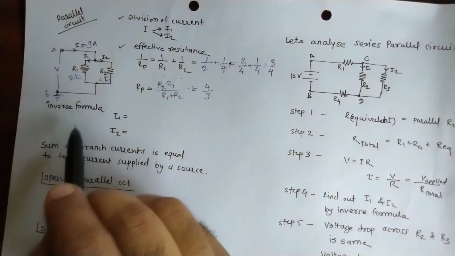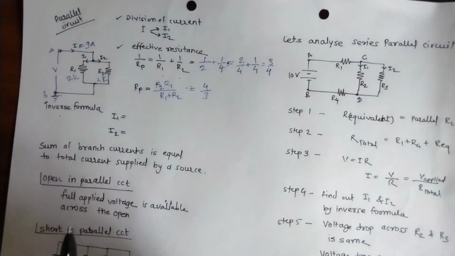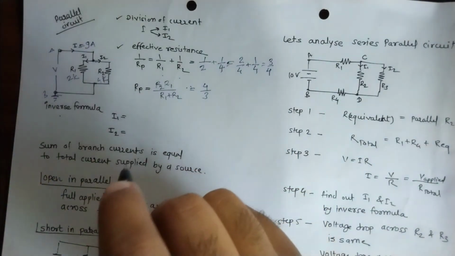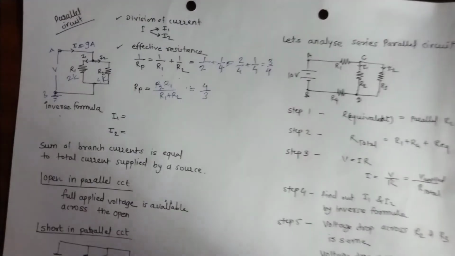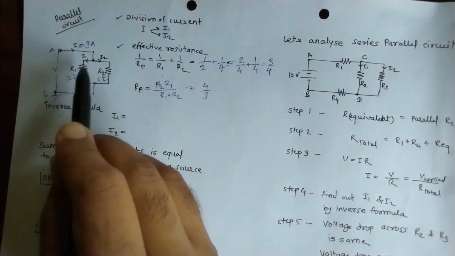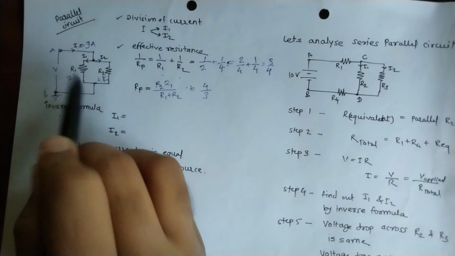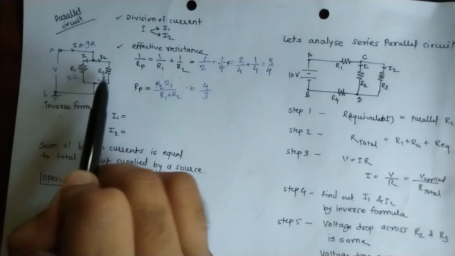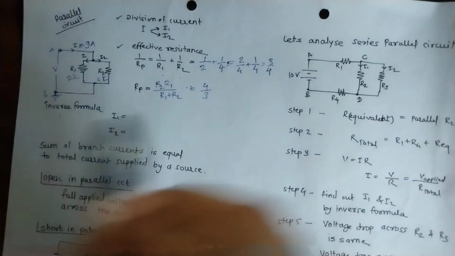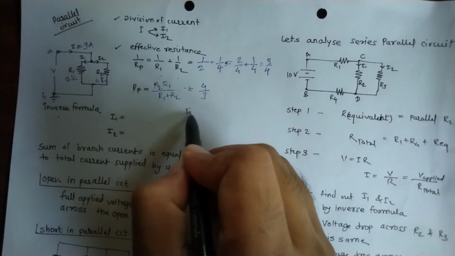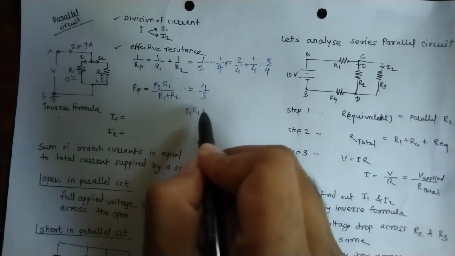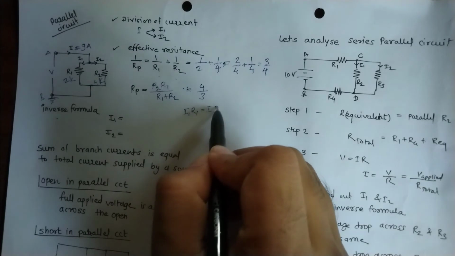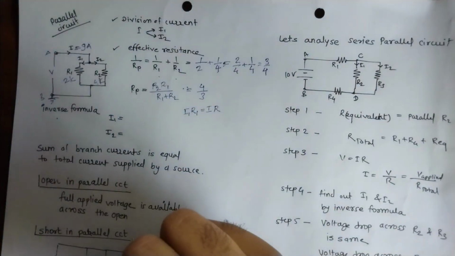Now we will find the current divider formula, how it comes. As we know, to find the current in this resistance R1, we will consider that R2 is not in the circuit. So what will happen? I1 in R1 is equal to the total current in the circuit into the total resistance, right?